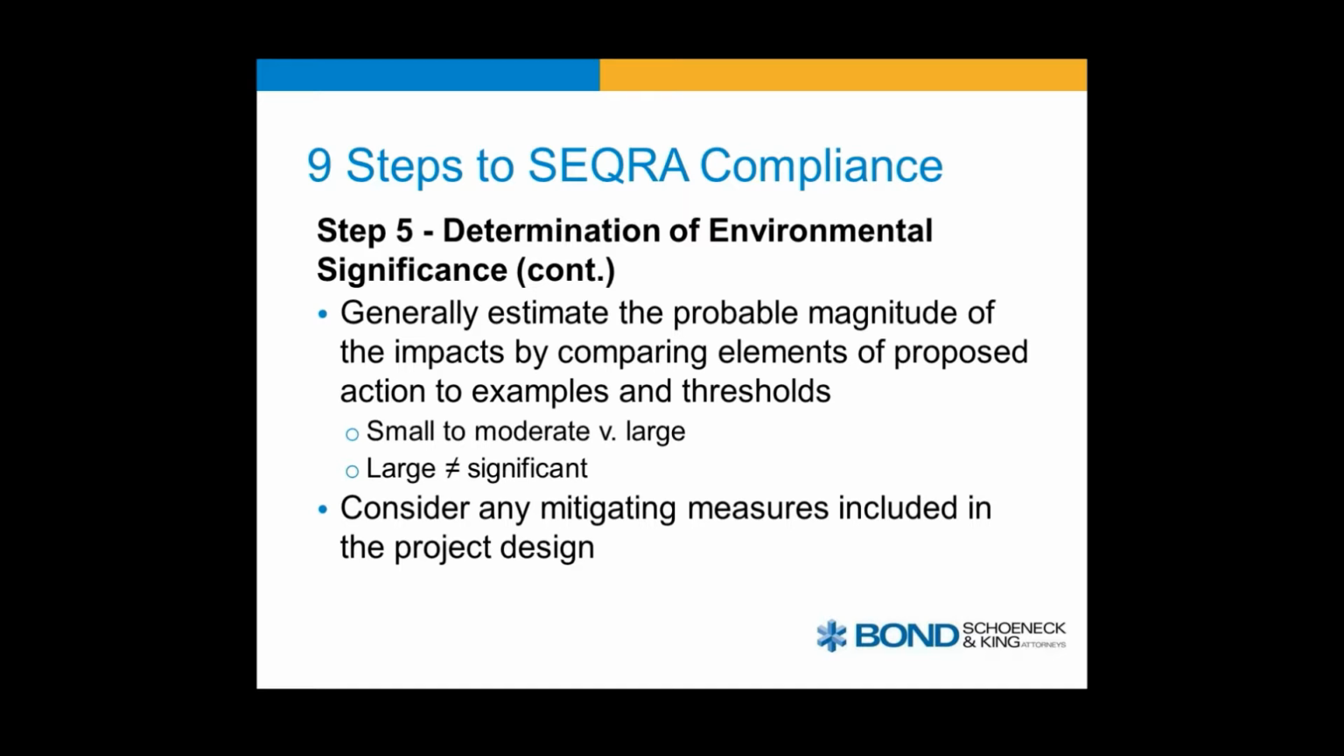And so this is covering what we've talked about, right? You're estimating the probable magnitude of the impacts by comparing the elements of the proposed action to the examples and thresholds in the Part 2, whether it's small to moderate or large. Just because something's large, which is what I just talked about, does not also mean it's significant. It just means you need to look at it a little further in Part 3. You can still conclude that something's large but not significant. And then you're also going to consider any mitigating measures that are included in the project design, as I just discussed.